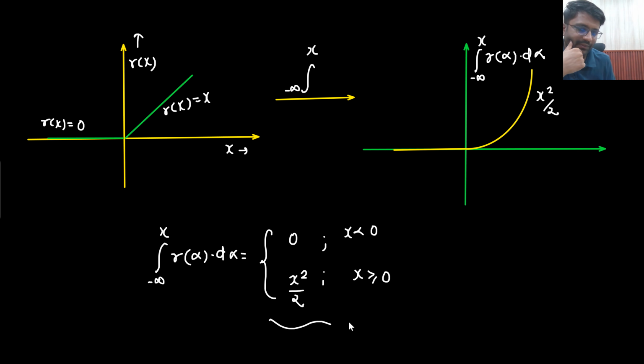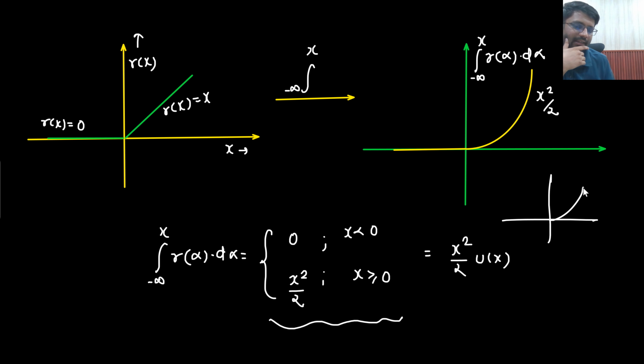So can I write down this function as x square by 2 u(x)? Say yes or no. Think about it and let me know quickly, is this correct? Yes sir. For x greater than or equal to 0, it is x square by 2. For x less than 0, it is 0 only.